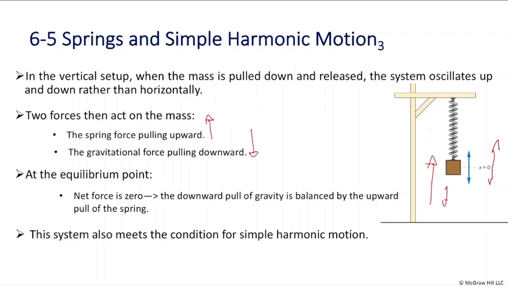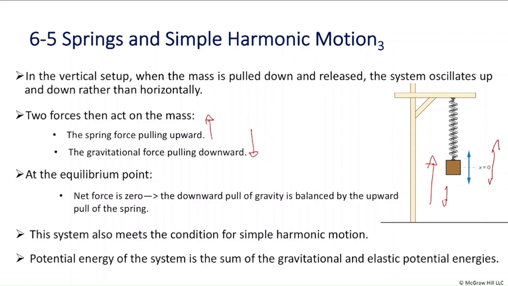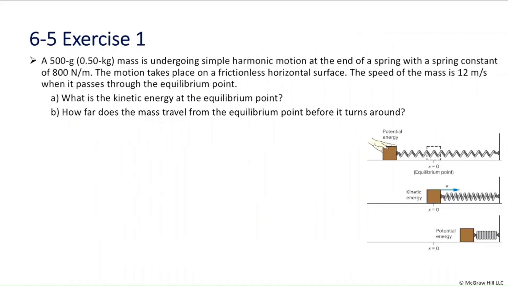But here, remember, the potential energy of the system is the sum of the two forms, gravitational potential energy and elastic potential energy. So as the mass oscillates up and down, energy shifts between elastic potential energy, gravitational potential energy depending on the height, and kinetic energy when moving. Now, before we wrap up this chapter, let's try a quick exercise together to apply this idea.